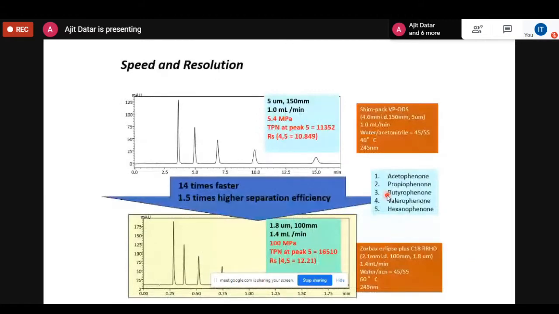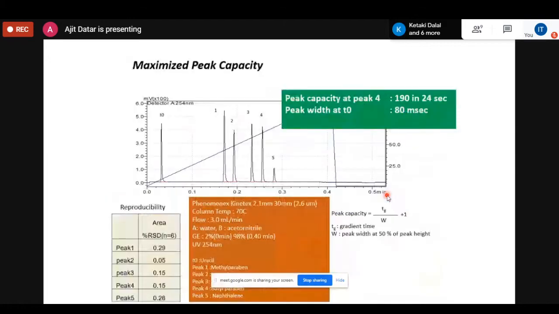This is just one example where I'm talking about fast LC, and you can see the analysis which was taking 15 minutes on normal HPLC has been obtained within 2 minutes using the fast LC. So that's the advantage of the speed and high throughput. Here, another example where the analysis is done within 0.5 minutes. So 30 seconds, the analysis is over. And that's the kind of speed the HPLC can achieve today.